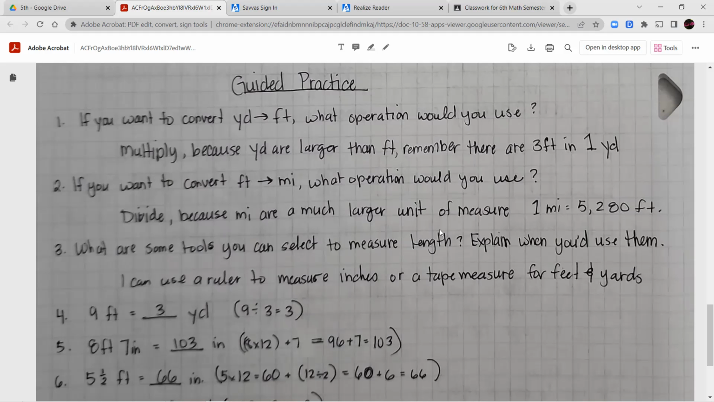For number 3, what are some tools you can select to measure length? Explain when you would use them. So you can use a ruler to measure things in inches, maybe the length of your eraser, the length of a spoon, maybe the length of your notebook. Or you could use a tape measure to measure things in feet and yards, like the length of your bedroom or the height of your bookcase.